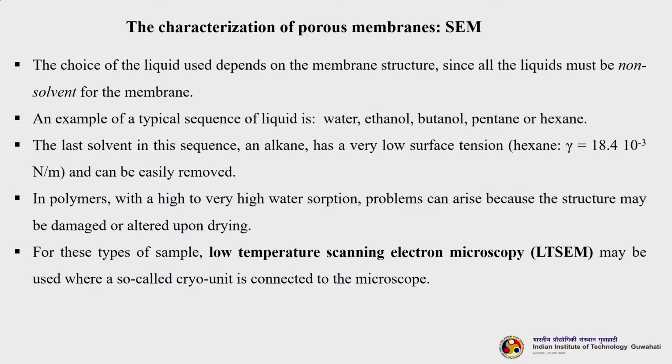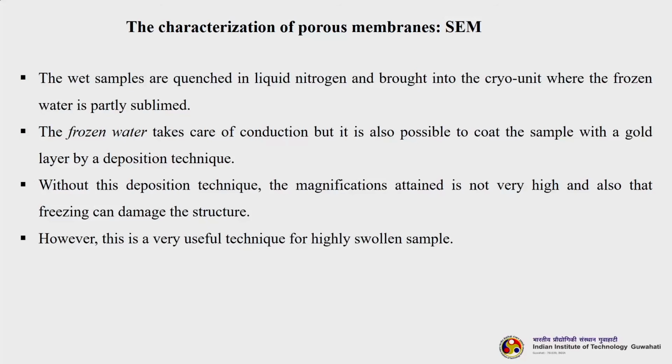So, for this type of sample, low temperature scanning electron microscope, also known as LT-SEM, may be used. There is a cryo unit fitted to this microscope. Wet samples are quenched in liquid nitrogen and brought into the cryo unit, where the frozen water is partially sublimed. The frozen water takes care of conduction, but it is also possible to coat the sample with a gold layer by a deposition technique. But coating with a gold layer is time consuming as well as a costly process.